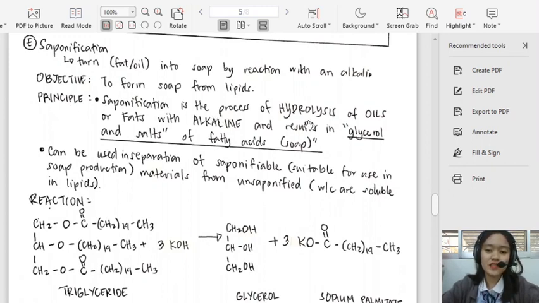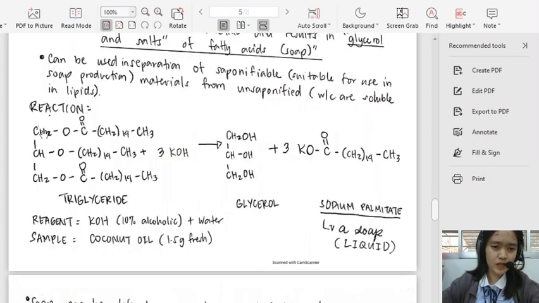The principle: saponification is the process of hydrolysis of oils or fats with alkali. When you mix the alkali and your lipids, hydrolysis occurs, resulting in glycerol and salts of fatty acid. The salts of fatty acids are your soap. It can be used in the separation of saponifiable materials from unsaponified. Saponifiable materials are those suitable for soap making.